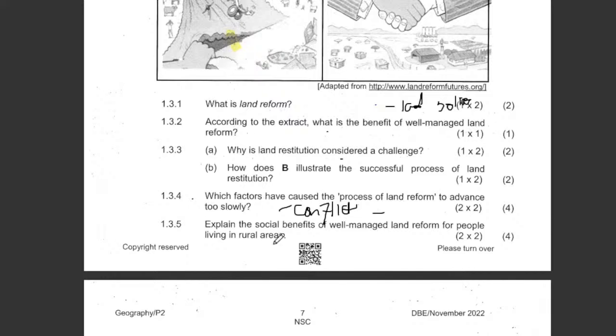Okay. 1.35. Explain the social benefit of well-managed land reforms. The question is looking at social benefits. So if you talk about social, what do we talk about? It helps to reduce poverty. Remember, here we write it in a sentence. Poverty will be reduced. That's the first social benefit. Number two, it will stabilize relationships.